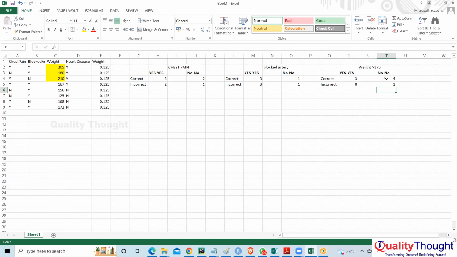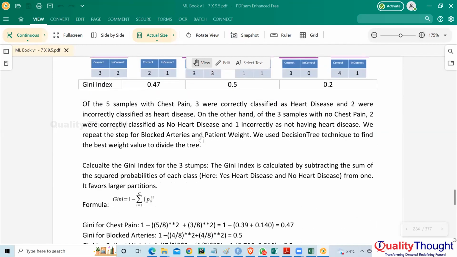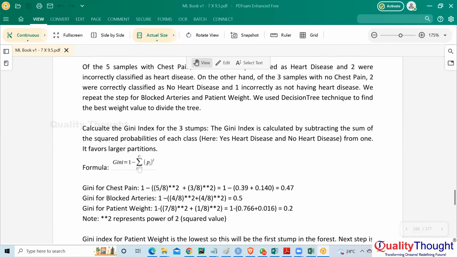Okay, so the Gini index. The formula is here: 1 minus the sum of pi squared. Pi squared means your probability squared, the probability of each class. So you are subtracting the sum of the squared probability of each class.